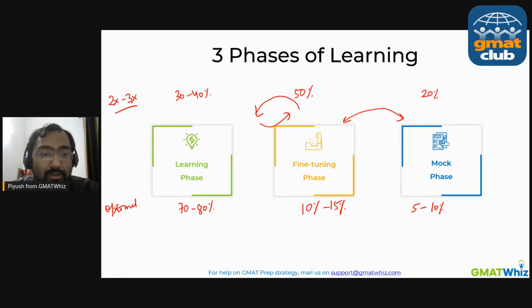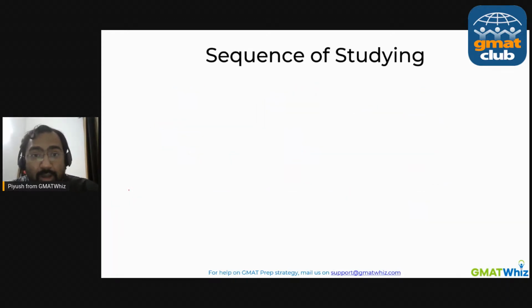Let's understand what should be your sequence of studying. So now let's talk about individual sections first. So let's talk about verbal. And for understanding what is the sequence of studying in verbal, we need to understand what are the skills that are tested in verbal. Now, many people don't understand this well enough.